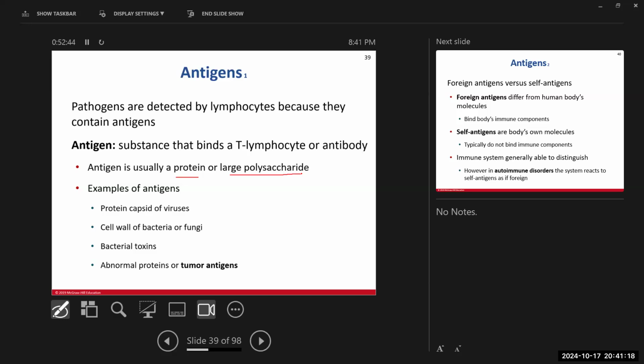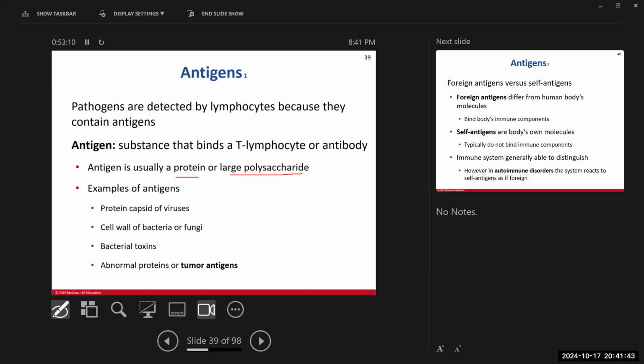And then we'll see with tumors, yes, a lot of people say, well, a tumor is one of our own cells. It's true, but it's an abnormal cell that's gotten out of control, and it starts to express abnormal cell markers, or surface receptor proteins. So point being, it's not going to be the normal run-of-the-mill protein or sugar. So that's what an antigen is.